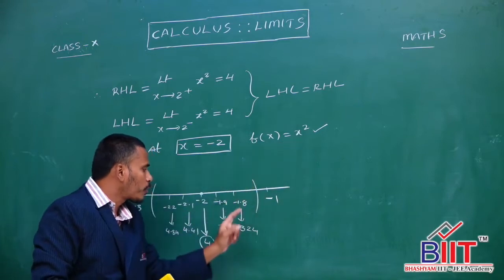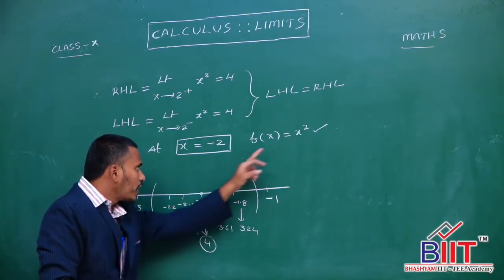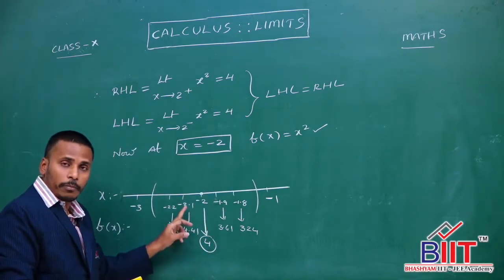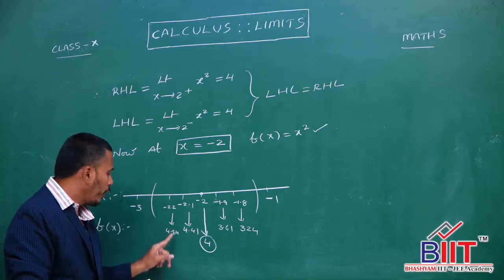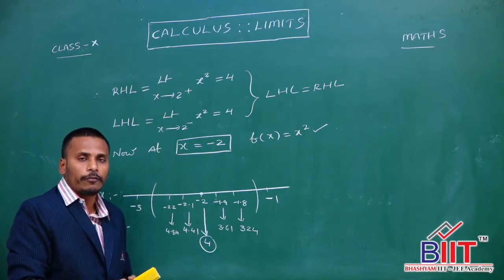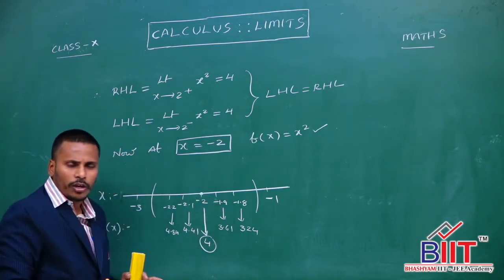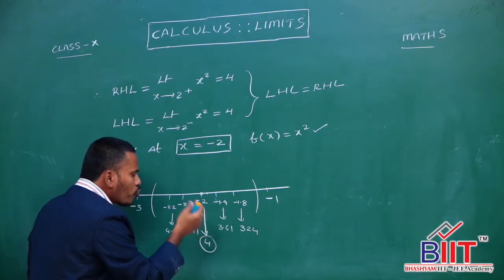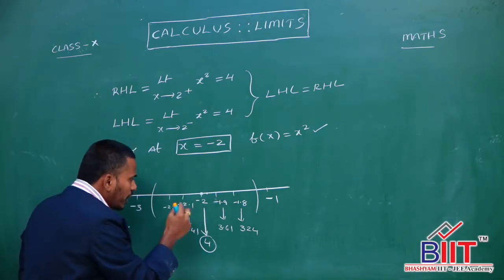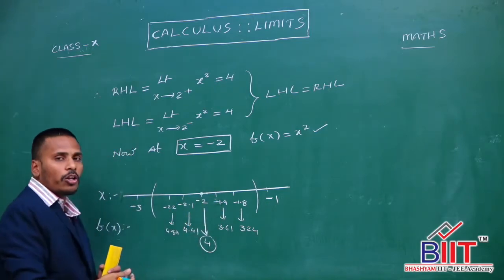Minus 1.8 square is 3.24 and this is 3.61, and at minus 2 the value is 4. At minus 2.1 the value is 4.41, and at minus 2.2 the value is 4.84. Just to discuss, I am considering certain known values, okay. See, if you wish to analyze in keen, you need to consider the values which are in between minus 2 and minus 1.9 also.